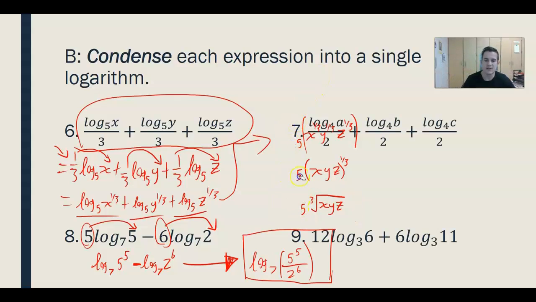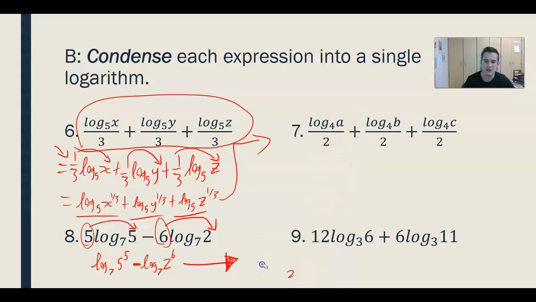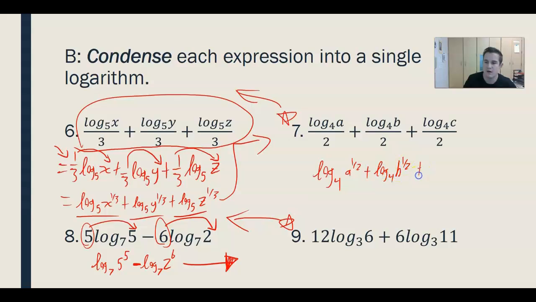Let's do a couple other examples. I'm going to erase these answers here real quick. If you need to go back and look at those again, you can. But these problems are going to be very similar to the ones to their left, so I'm going to go through them relatively quickly. I can write this the exact same way: log base 4 of A, log base 4 of B, log base 4 of C, all divided by 2. So I can write that as log base 4 of A to the 1/2 plus log base 4 of B to the 1/2 plus log base 4 of C to the 1/2.